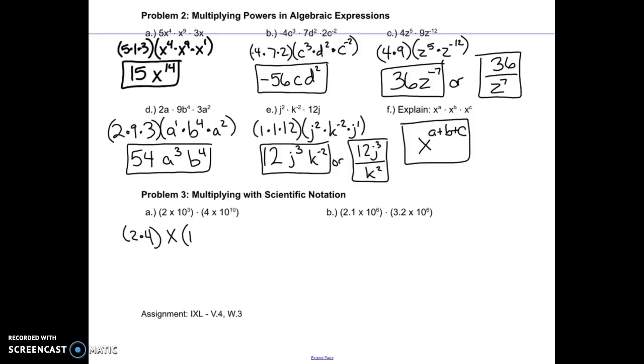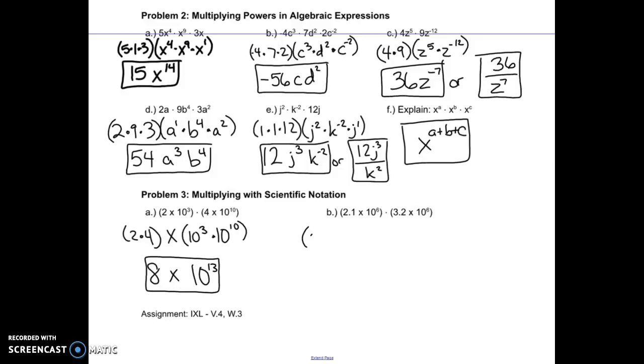And then we're going to do our 10. So 10 to the 3rd times 10 to the 10th. Again, this should be pretty easy. 2 times 4 is 8. We're going to bring down that special times sign. And then 10 to the 3rd times 10 to the 10th is 10 to the 13th. The only thing special about that is that first number, that 8, has to be between 1 and 10. If you get a number that's bigger than 10 or less than 1, we're going to have to move that decimal and change our exponents that way it is between 1 and 10.